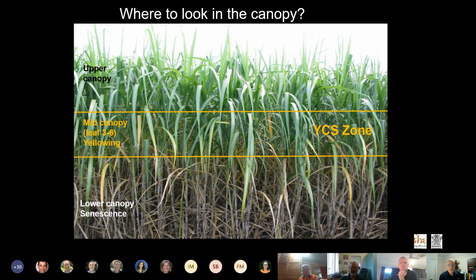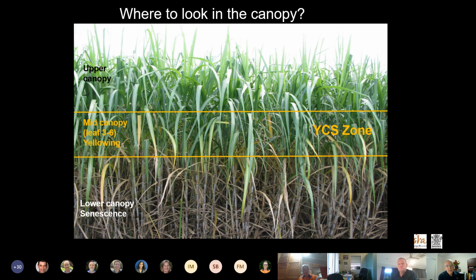Okay, so I said before it has to occur in the mid-canopy. When we look at our crop, we can divide it into 3 zones, an upper, mid and lower. The upper zone is the area of the canopy that's very immature and it's still actively growing and developing and maturing. And the mid canopy is the area where we see YCS, and the lower canopy is the aged area, the older leaves that have pretty much done their work and they're spent. So they're starting to senesce or die.